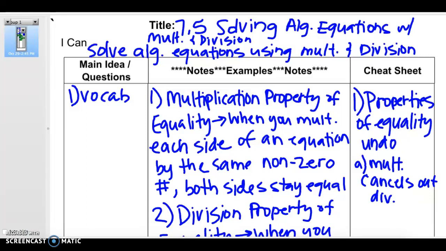Solving algebraic equations with multiplication and division. I can solve algebraic equations using multiplication and division. All right, thank you, Joey.